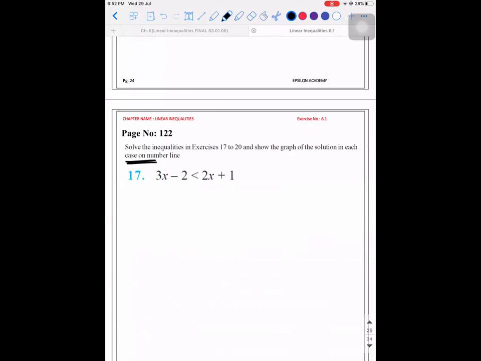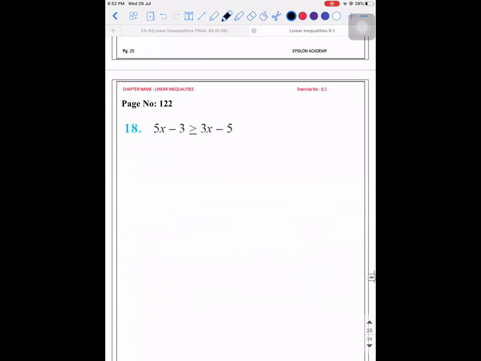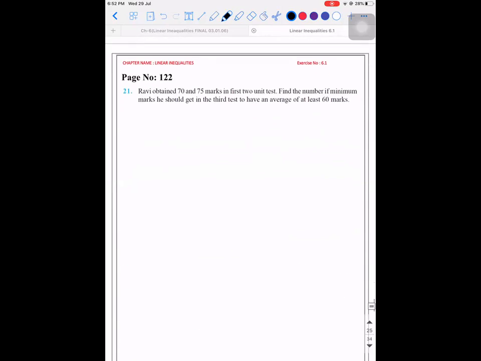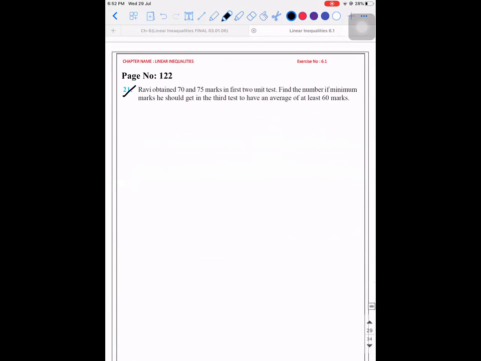So in this case, they're asking you to show the graph on the number line. This also you can try. This also we have done, no, similar kind of problems. Now let's do this problem.